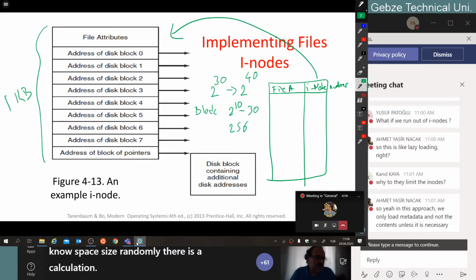Why do they limit the inodes? Well, they don't limit the inodes. All I'm saying is that there is no reason to keep lots of inodes. Kamil, you are saying that let's keep the inodes with the rest of the files. Why are inodes special? They are special because you need to load them very fast. So to answer Kamil's question, inodes are special blocks, and I keep them in a special place on my disk so that I can read them very fast in a sequential way.